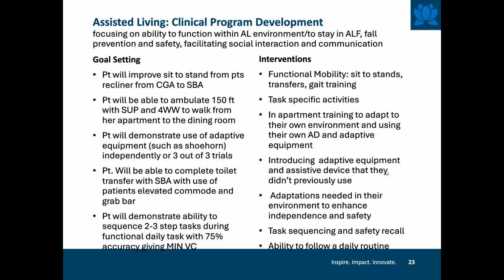In apartment training to adapt to their own environment, using their personal assisted devices and adaptive equipment is also important. So for example, performing toilet transfers in their own apartment will allow you to do the toilet transfer, ensuring that you're doing the proper directional transfer with the precise grab bar placement with their specific type of elevated commode chair. So this is important so we can ensure the patient is able to function within their own environment. Doing simulated trials can be helpful, but performing it in their own space is going to be more personal and specific to the patient and the type of equipment that they have.